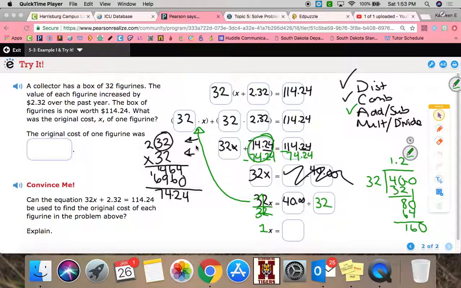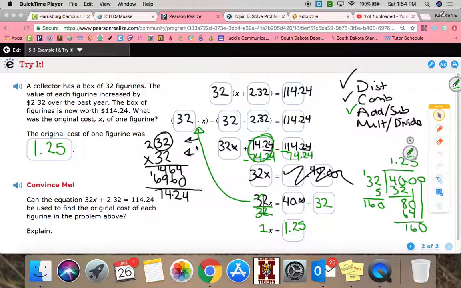160. Okay, bring down another 0. 32s and 160. Well, 10 would be 320, so let's try 5. So I'm going to write 5 here. 5 times 2 is 10. 5 times 3 is 15, plus 1 is 16. 160, so 5 even. 125. The original price of the figurines was $1.25.